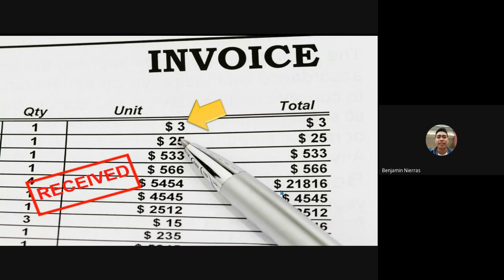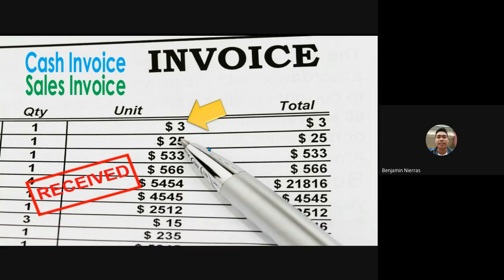And the total amount, times mo lang sa quantity 1. So, we have the same value as the price unit kasi isa lang naman yun. $3, $25, and so on. So, kung babayaran mo siya ng cash, then magiging cash invoice. Kung babayaran mo naman yan ng cheque or credit, magiging sale invoice. In any other means aside from cash, no? So sale invoice and cash invoice are the two types of invoice bill.